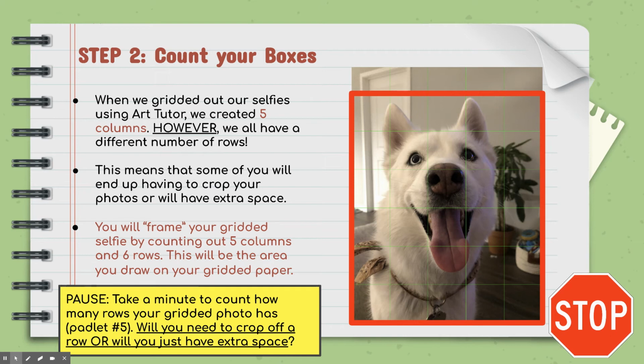So Padlet 5, will you need to crop off a row, or will you have extra space? So again, it has to be 5 columns and 6 rows. So in the case of Kira, I had to crop a row. Some of you might have extra space, so maybe you only had 4 rows, and some of you, like this photo of Kira, might have 6, so you're going to need to crop it, okay? So answer here.